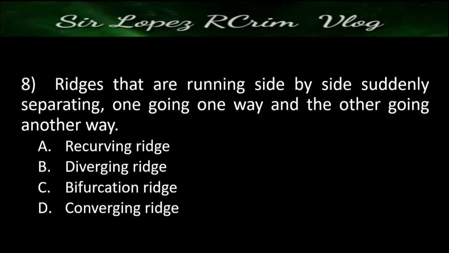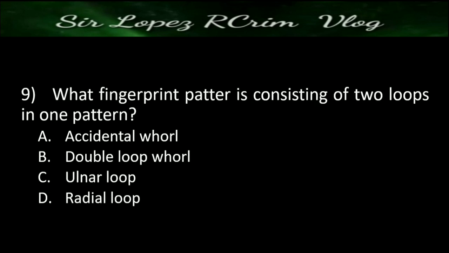Number 9. What fingerprint pattern is consisting of two loops in one pattern? Letter A, accidental whorl. Letter B, double loop whorl. Letter C, ulnar loop. Letter D, radial loop.